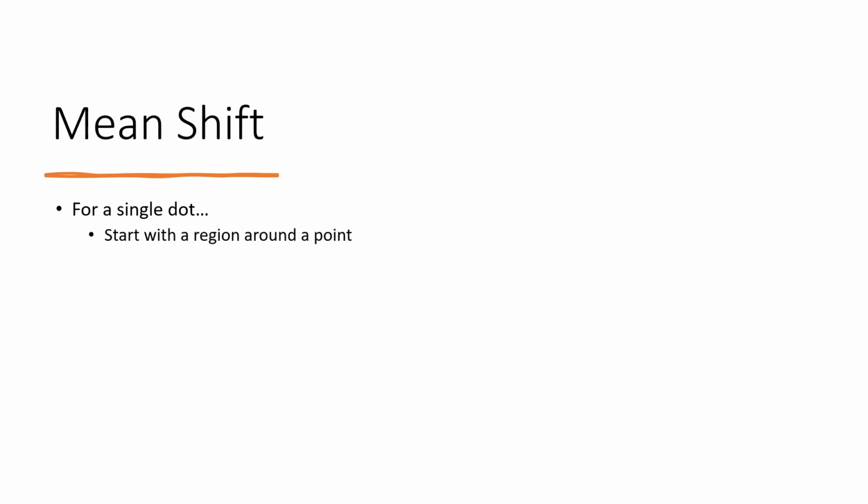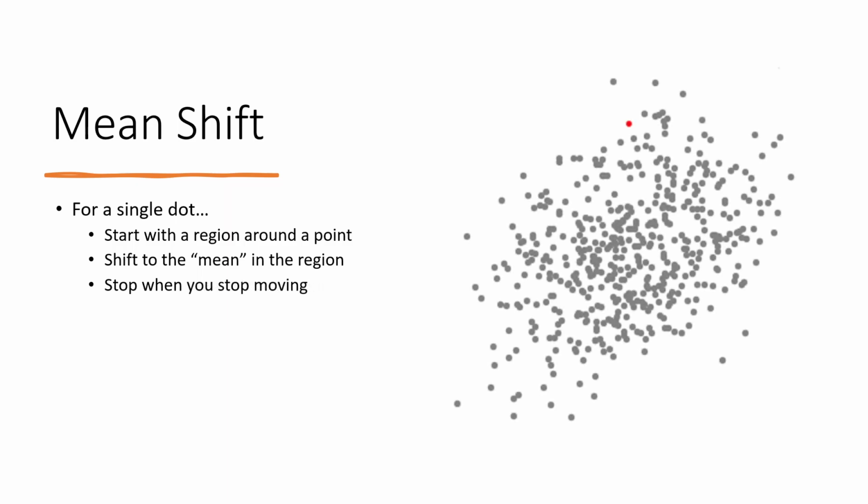So we're going to start with a region around this particular point, and then we're going to calculate the mean in that region, and then we're going to shift that data point to the mean of the region. And that's why this is called mean shift. And we're going to stop when the mean stops moving. So let's watch this in action.